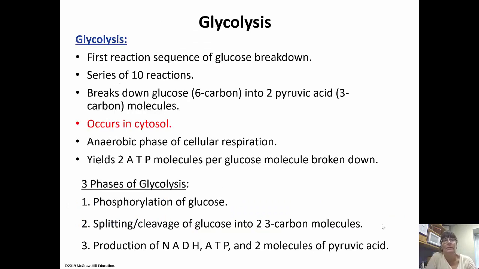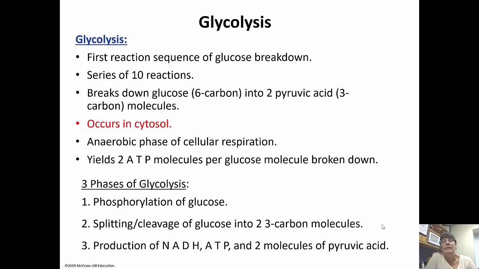So glycolysis is the first reaction in the sequence of glucose breakdown. It's actually a series of 10 reactions. It breaks down the 6-carbon glucose molecule into 2 3-carbon pyruvic acid molecules. Happens in the cytosol. Anaerobic, remember, but it only yields 2 ATP molecules. So that's not a whole lot.